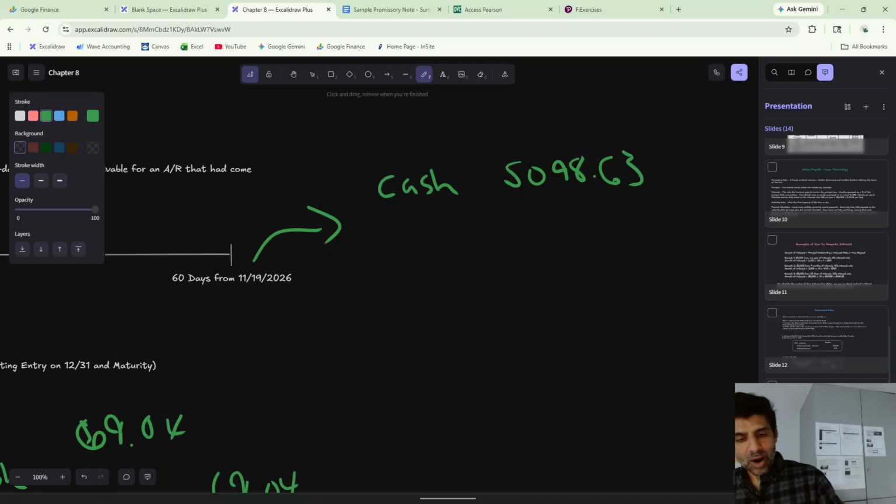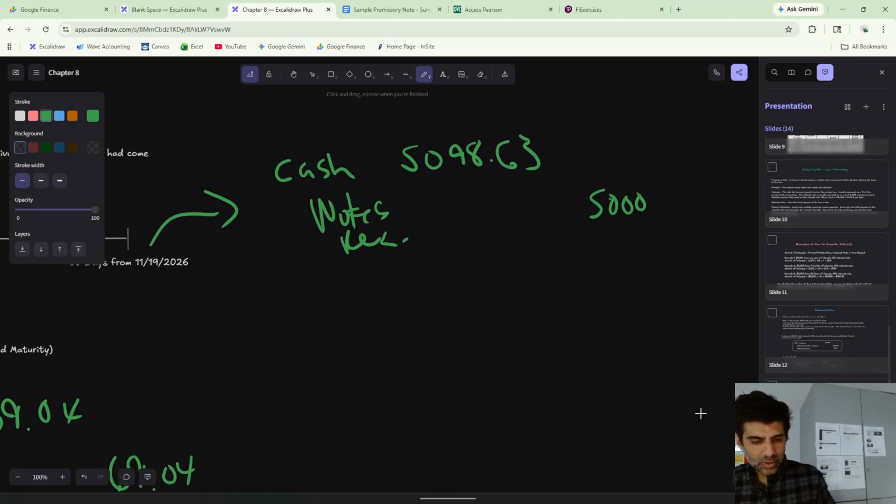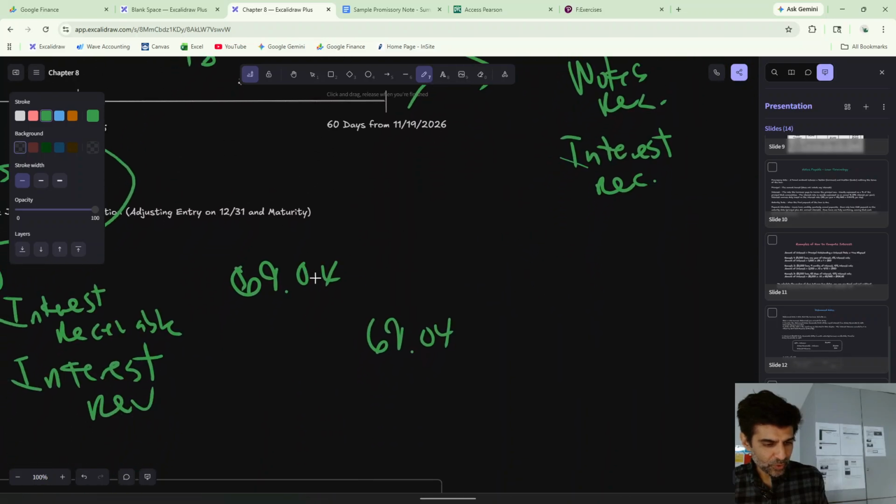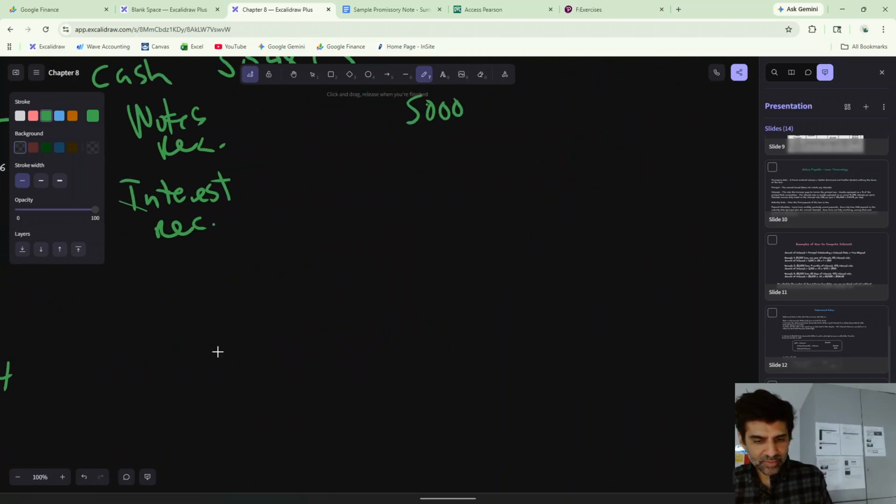Now, what goes away? The obvious part is notes receivable. That's going to be 5,000 credit. They're paying us off. We had that as an asset. Now they're going to pay that balance off and we no longer have that asset. And now it's the little tricky thing because we have that interest receivable from the adjusting entry. So we see that this interest receivable was $69.04.